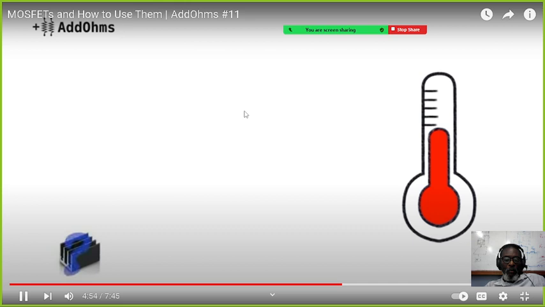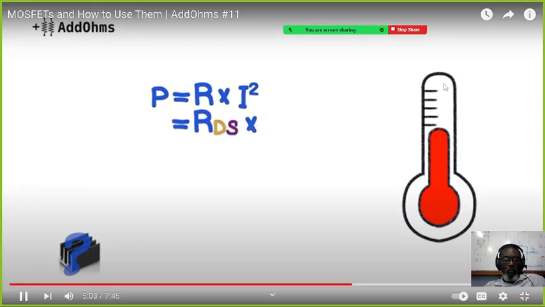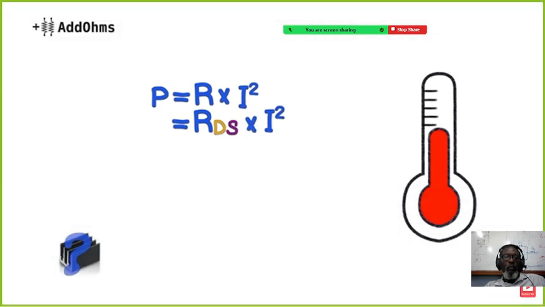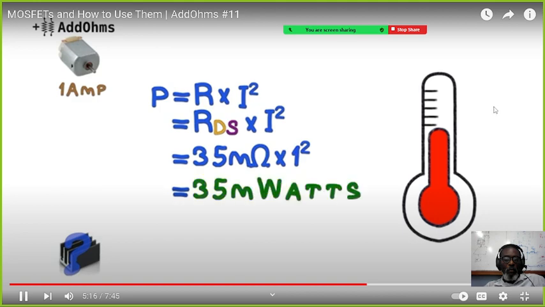The formula to determine how much power the MOSFET dissipates is resistance times current squared. In this case, the resistance is RDS on, and the current is whatever your load will draw. Let's use an example of a motor that draws 1 amp of current. This means we multiply 35 milliohms by 1 amp squared to get 35 milliwatts. Where did we get this 35 milliohms from? From the data sheet.